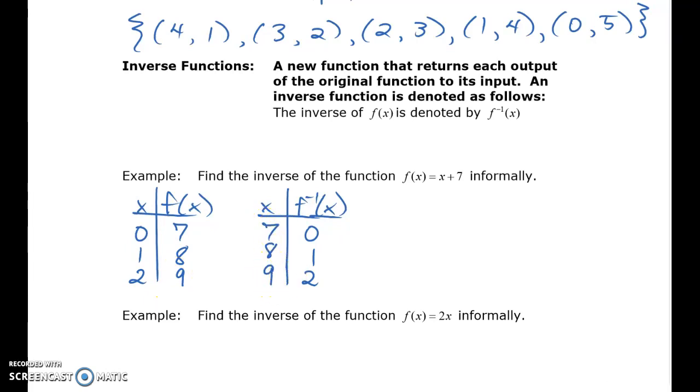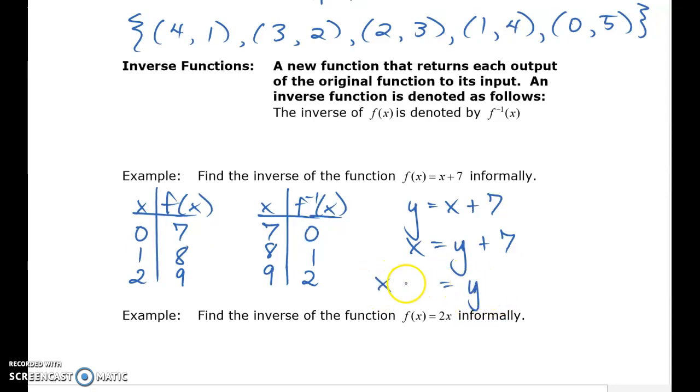So let's find the inverse more formally. It is a two-step process. First step, rewrite the function in terms of y instead of f of x. Then we switch x and y, which we've obviously done in that particular setup, and then simply get y by itself. Subtract 7, and this is the inverse.